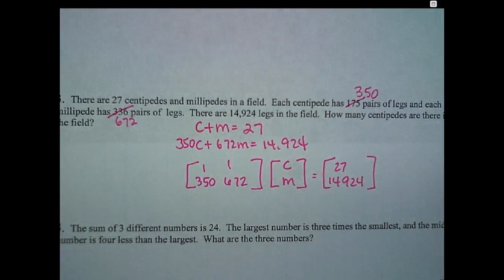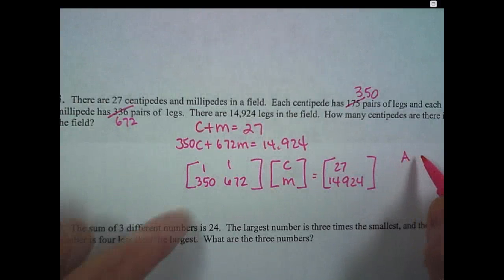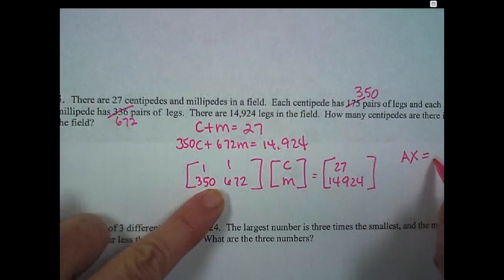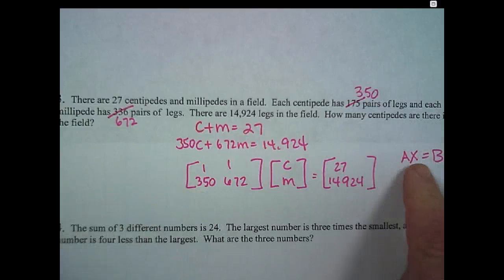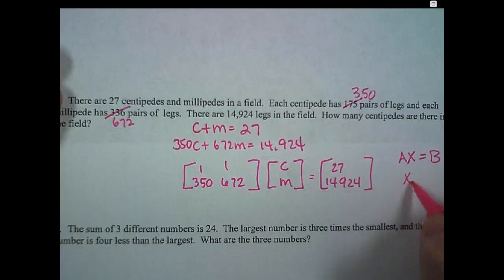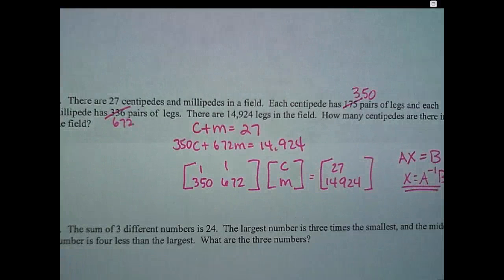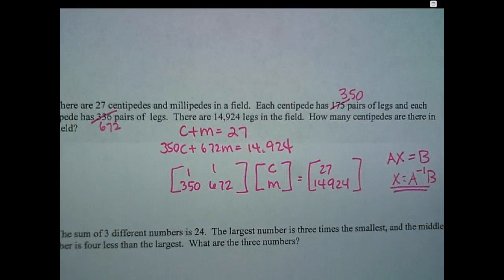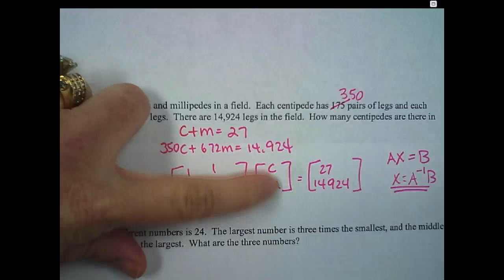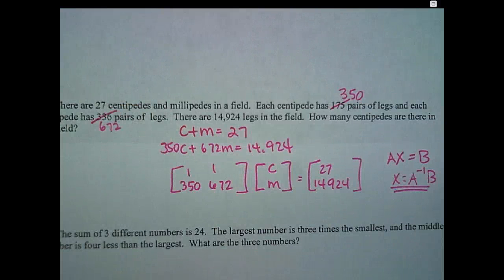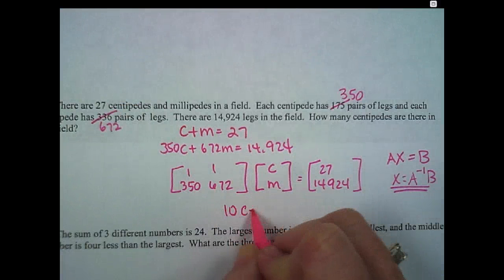Okay, and we know that matrix A times matrix X is matrix B. We're calling it X because there's nothing in it, it's the variables. So to solve for X, we're going to multiply the inverse of A times B. When you type it in your calculator, it only is asking for centipedes. So when you get your answer column, you only need the top answer, which should give you 10.